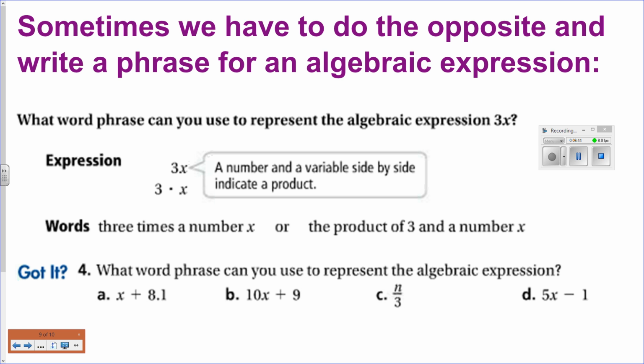For letter B, I would write 10 times a number x plus 9. You could write plus, that's okay. For number C, you could write the quotient of a number n and 3. And for letter D, I would write 1 less than the product of 5 and a quantity x. Remember, there's multiple answers to these, so there's not just one correct answer. There's many ways to write these out.